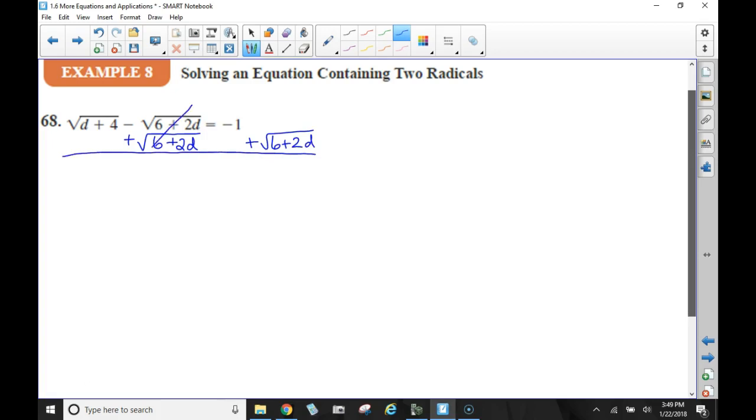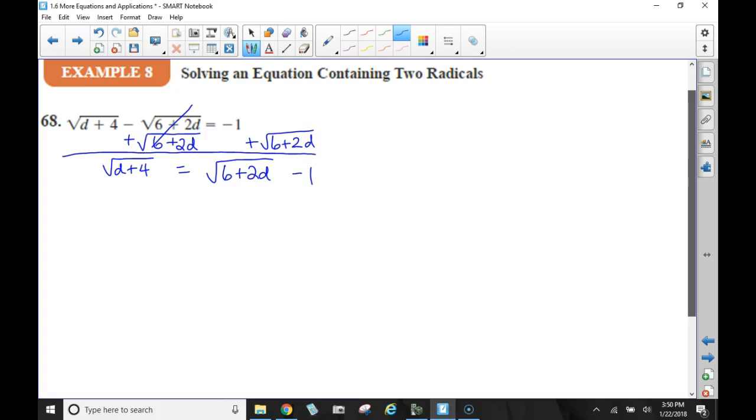So now what we have is the square root of d plus 4 equals, I think it might look a little bit prettier. You could write that as -1 plus the square root of 6 plus 2d, but I'm going to write the positive term first. Square root of 6 plus 2d is what we should have. Let me wipe that whole thing out. There we go. Square root of 6 plus 2d, and then the -1.